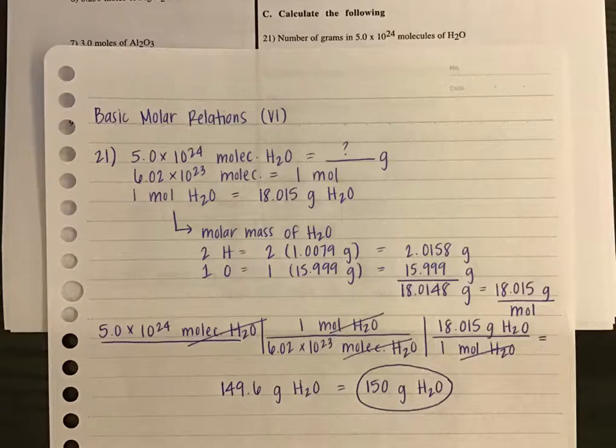All right, this section is going to be the best section to see if you can really apply what you've learned overall. So this is going to be a really good section for us to practice because it's going to require multiple conversion factors. So number 21 says, find the number of grams in 5.0 times 10 to the 24th molecules of H2O.